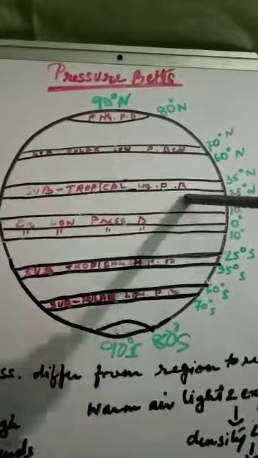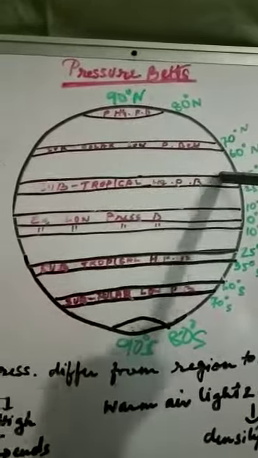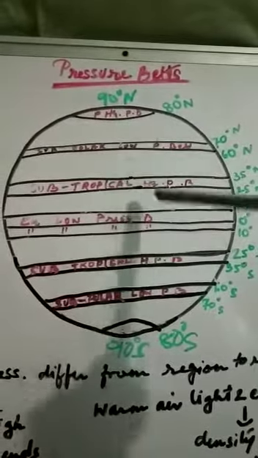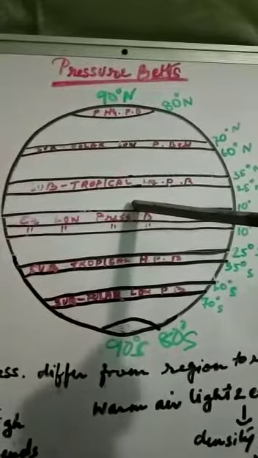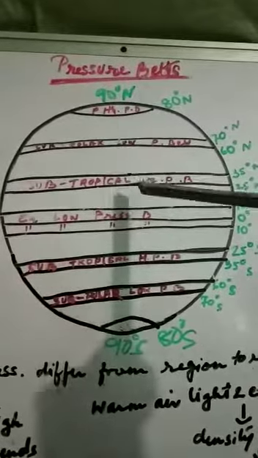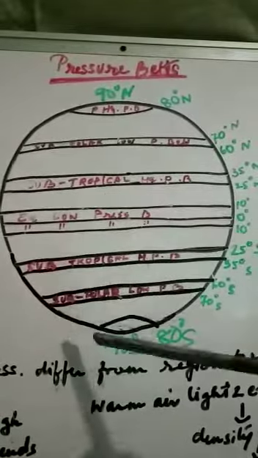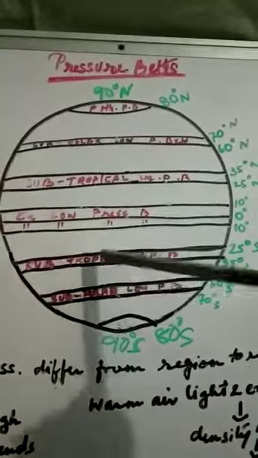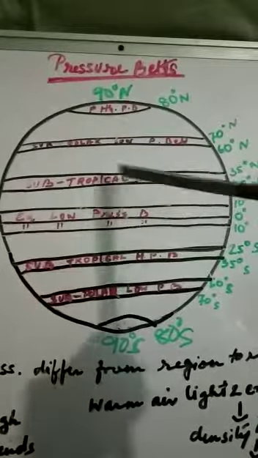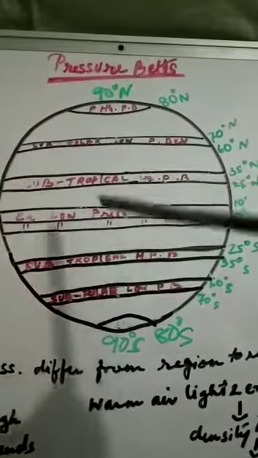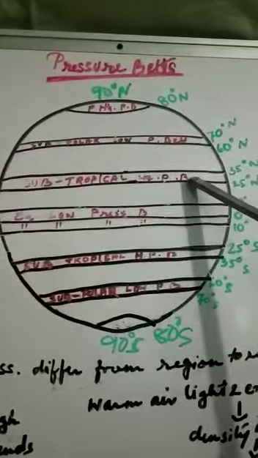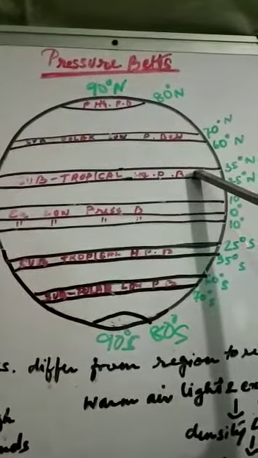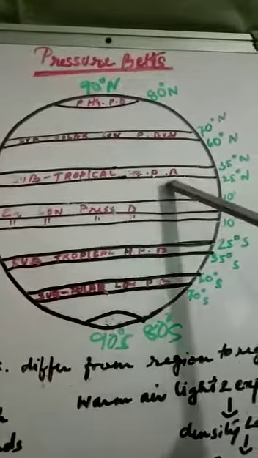Now why does this region have a high pressure? What happens is this warm air gets light and rises upward. In the northern hemisphere it moves towards the north, and in the southern hemisphere it moves towards the south. As it rises the air slowly gets cooler, it becomes cold, and this region automatically has more air, the density becomes more, and as a result the pressure becomes high. So that is the subtropical high pressure belt.